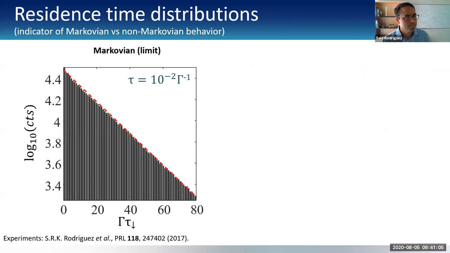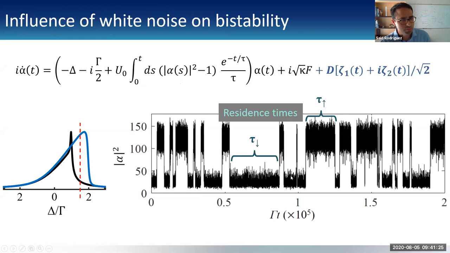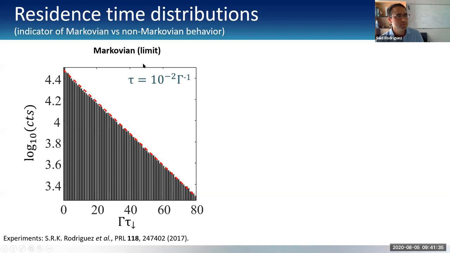And so I first show you a calculation of this distribution of residence times, where I look at the log 10 of the events. You can think of it as a histogram. And on the horizontal axis, I chose tau down. So basically I look at the distributions of times residing in the lower state. And what you find is that in the Markovian limit, which for our system means that the memory time is much smaller than gamma minus one, then the distribution is exponential. And that's why you fit this straight line here. This is an exponential fit. Remember that this is log 10.